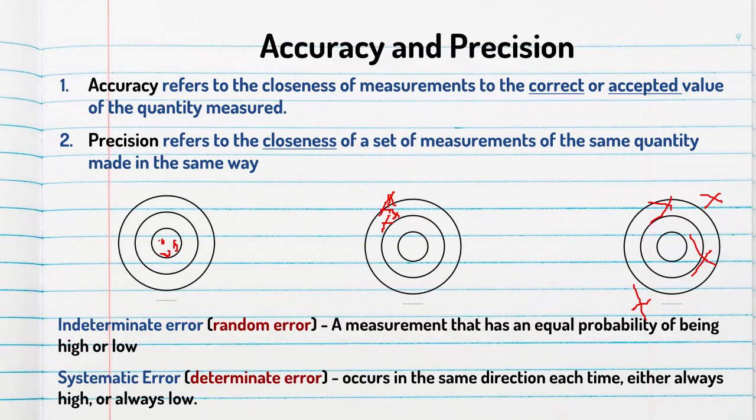There are two different types of errors. So there's an indeterminate, random, or repeatability error, and this is where a measurement has an equal probability of being high or low. So our third target would have an indeterminate or random error. If we have a systemic or determinate error, it occurs in the same direction each time, either always high or always low. So our second target would have a determinate error. So let's look at some practice problems.